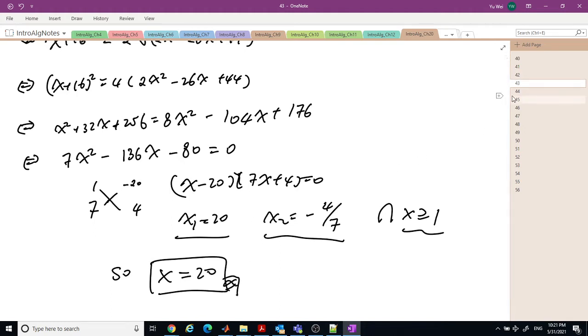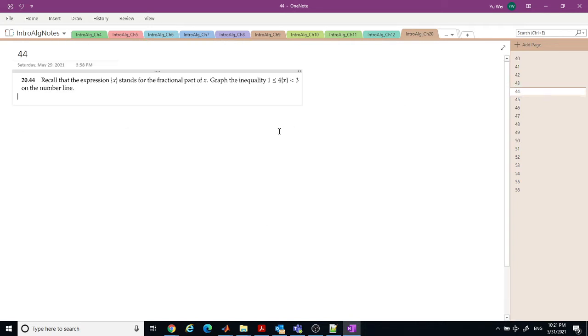Next. So, recall the expression for the fractional part inequality.